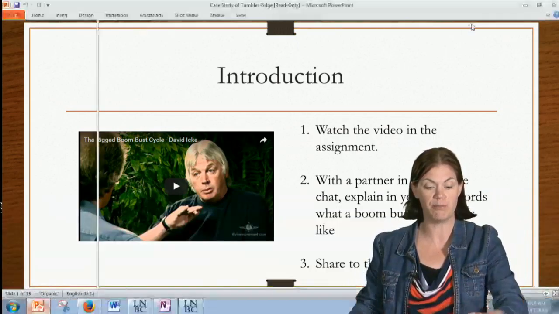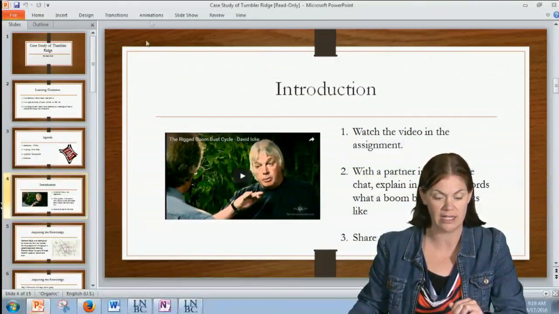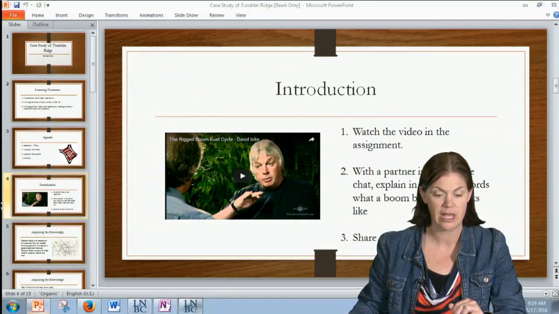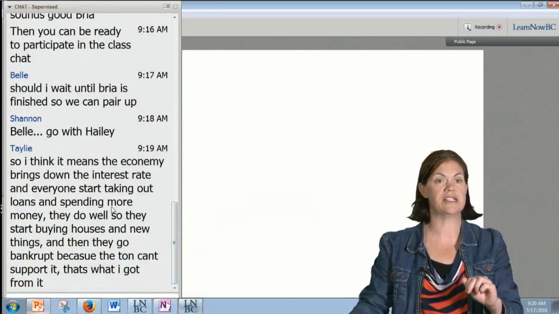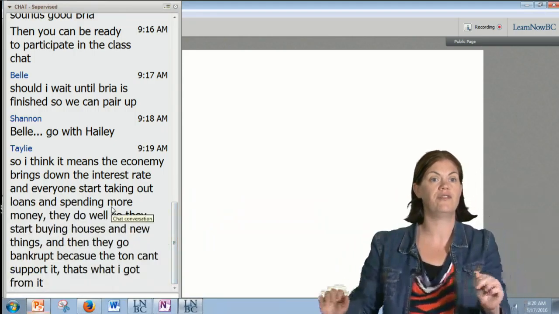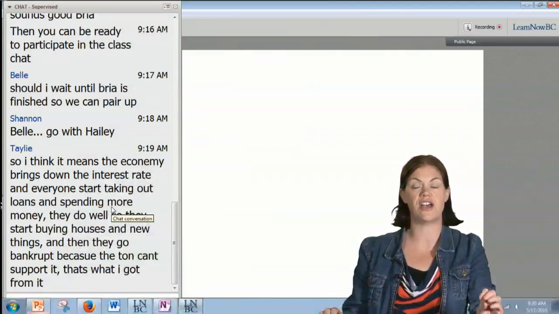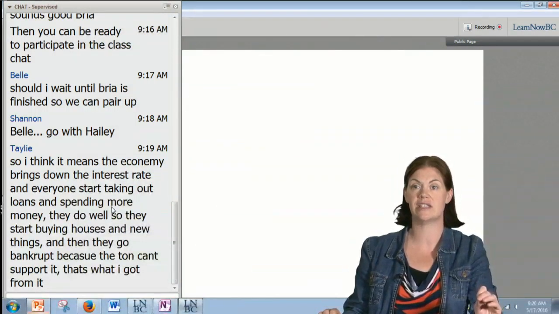So I'm actually going to bring up the chat as well here, you guys, and then you can see what everyone thought of for their definitions of a boom bust.